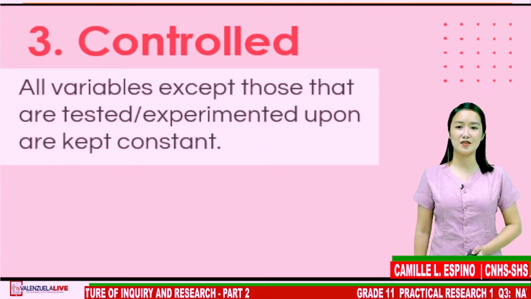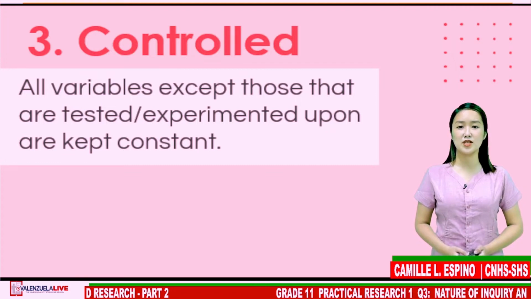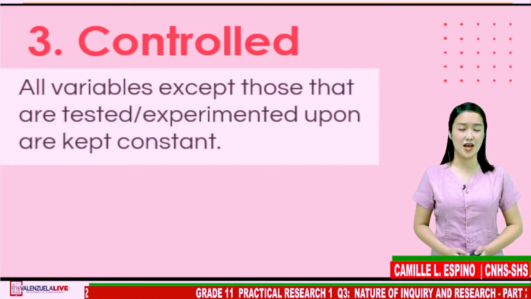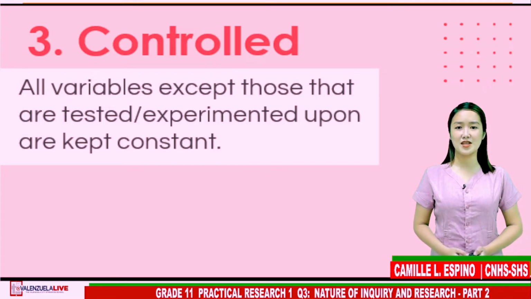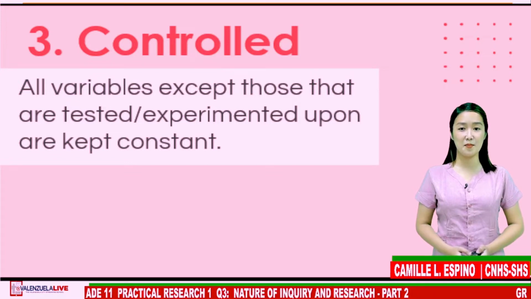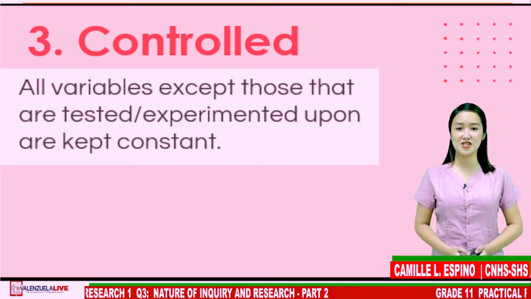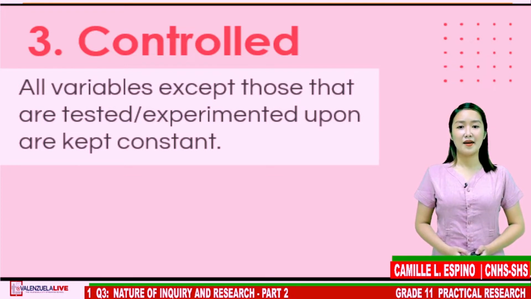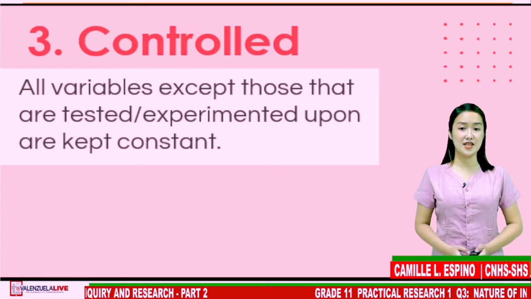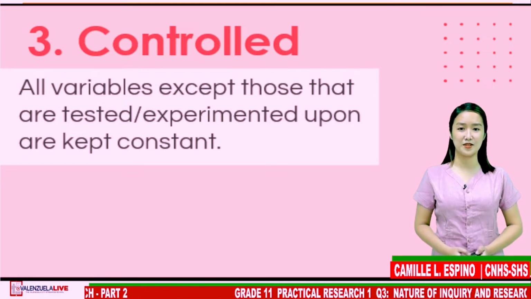The third characteristic is that it is controlled. This means that all the variables except those that are tested or experimented upon are kept constant. This also means that as a researcher, you are the one in control of selecting the topic, choosing the variables that may or may not be included in your research, the setting of the study depending on the access, choosing a research design that you believe fit for the needs of your study, and more controlled matter.